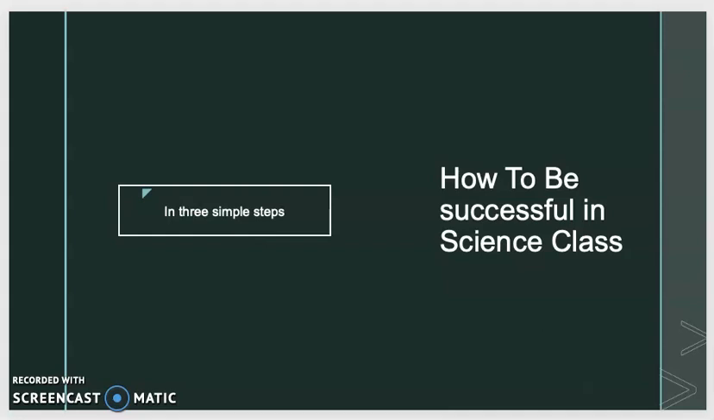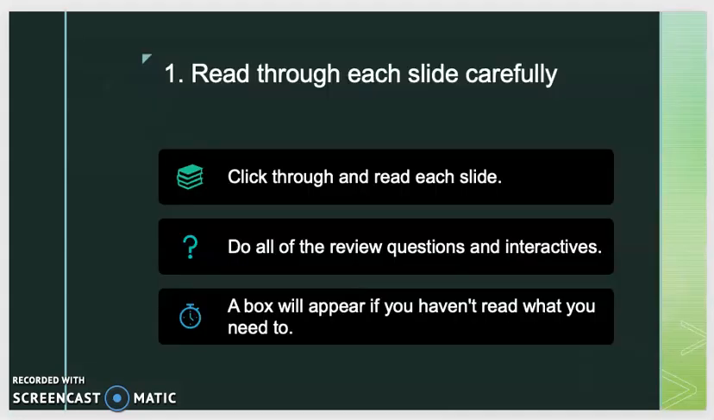So, in 3 simple steps, let's talk about how to be successful in science class. First, you want to read through every slide on K-12 carefully. Do all of the review questions and interactives. This helps solidify the information from short-term memory to long-term memory. A box will appear if you haven't read what you need to.